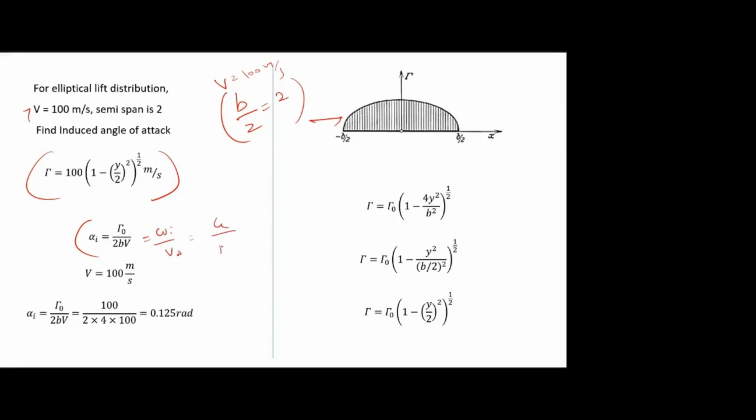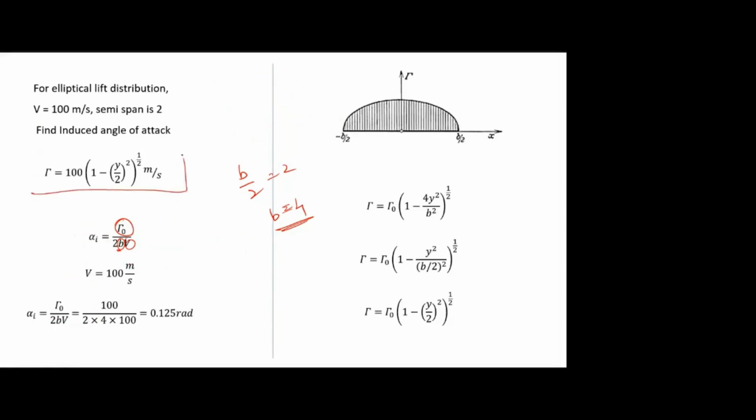Wi by V infinity or CL divided by pi AR, or in terms of gamma naught, it is gamma naught by 2bV. So any formula we can use. There is no lift and so on, so we cannot use this. And Wi also is difficult. So we are taking the basic equation, gamma naught divided by 2bV. Span is given, that is b by 2 is 2, then b is 4. Okay, span is 4 and velocity is 100 meter per second. This gamma naught alone we have to find. So this is the equation they have given.